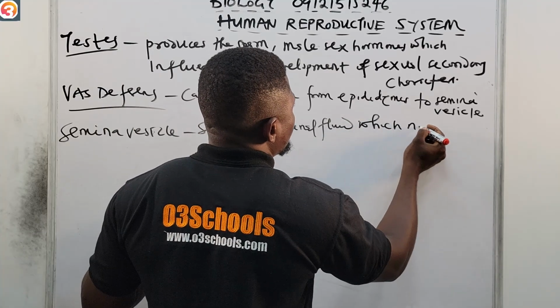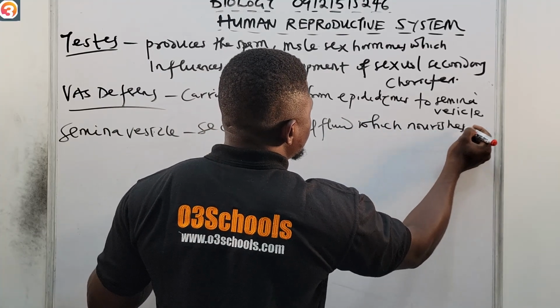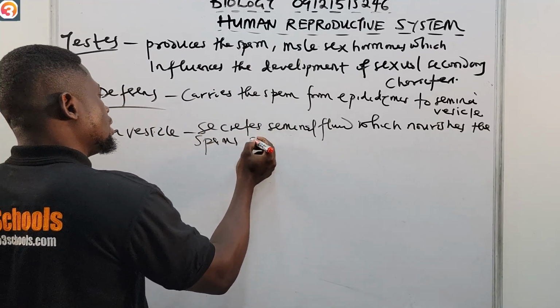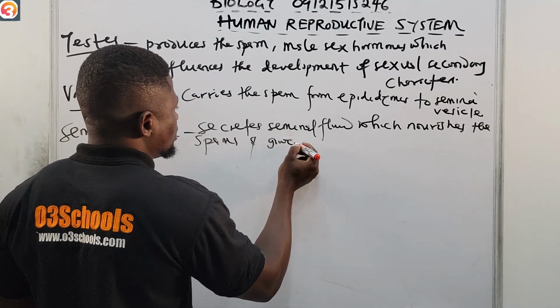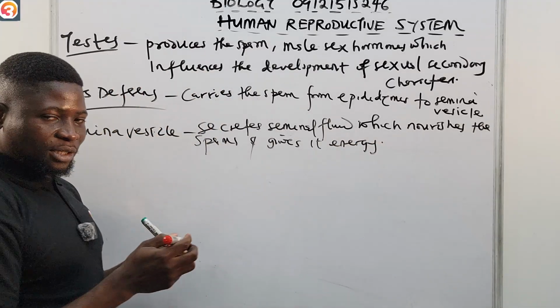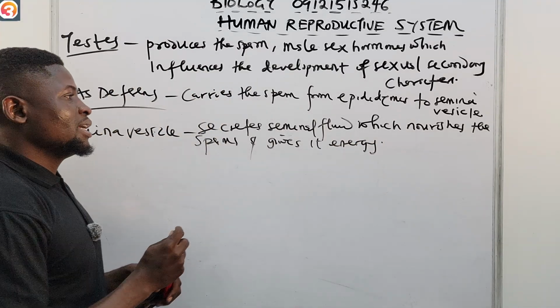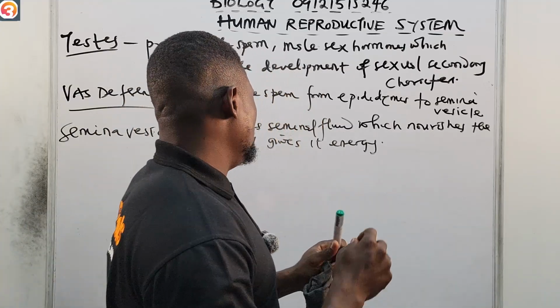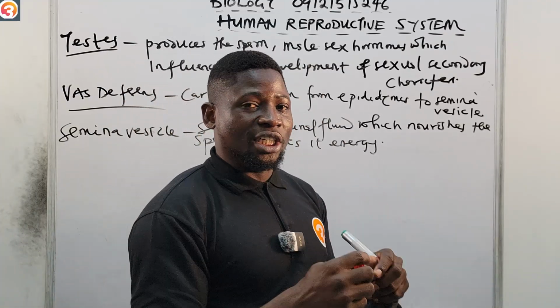Which nourishes the sperm. Okay, the sperm. And gives it energy. All right, so please take note. The seminal vesicle secretes what? Seminal fluid, which nourishes the sperm and gives the sperm energy to move.